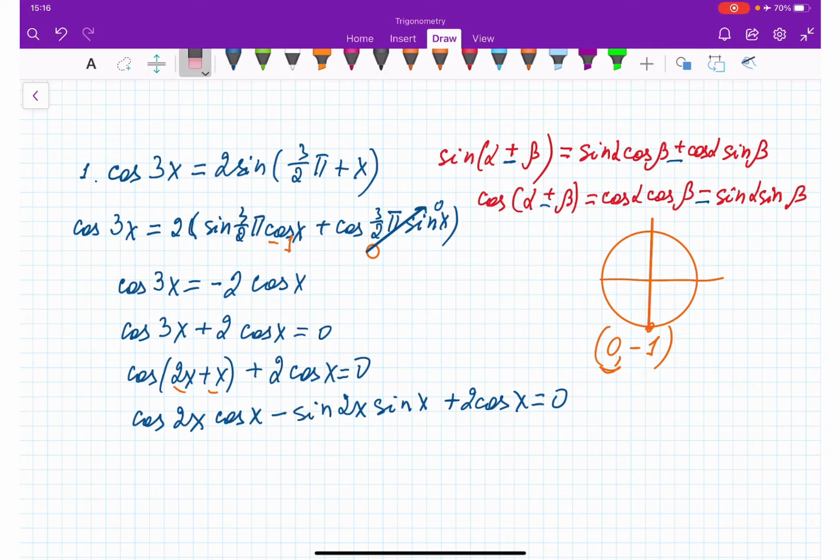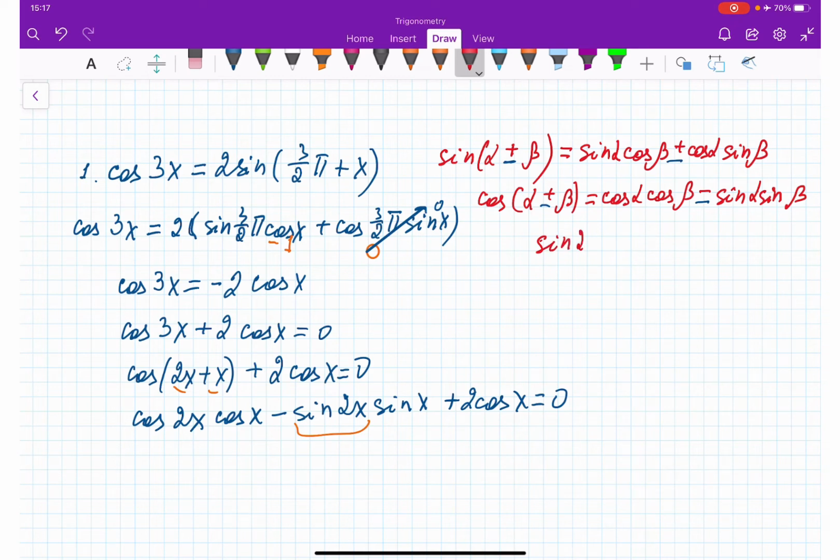What is next? I still have cosine 2x. Now sine 2x I can use the double angle formula, which is going to be sine 2 alpha is equal to 2 sine alpha cosine alpha. And we used it in previous examples of solving trig functions.